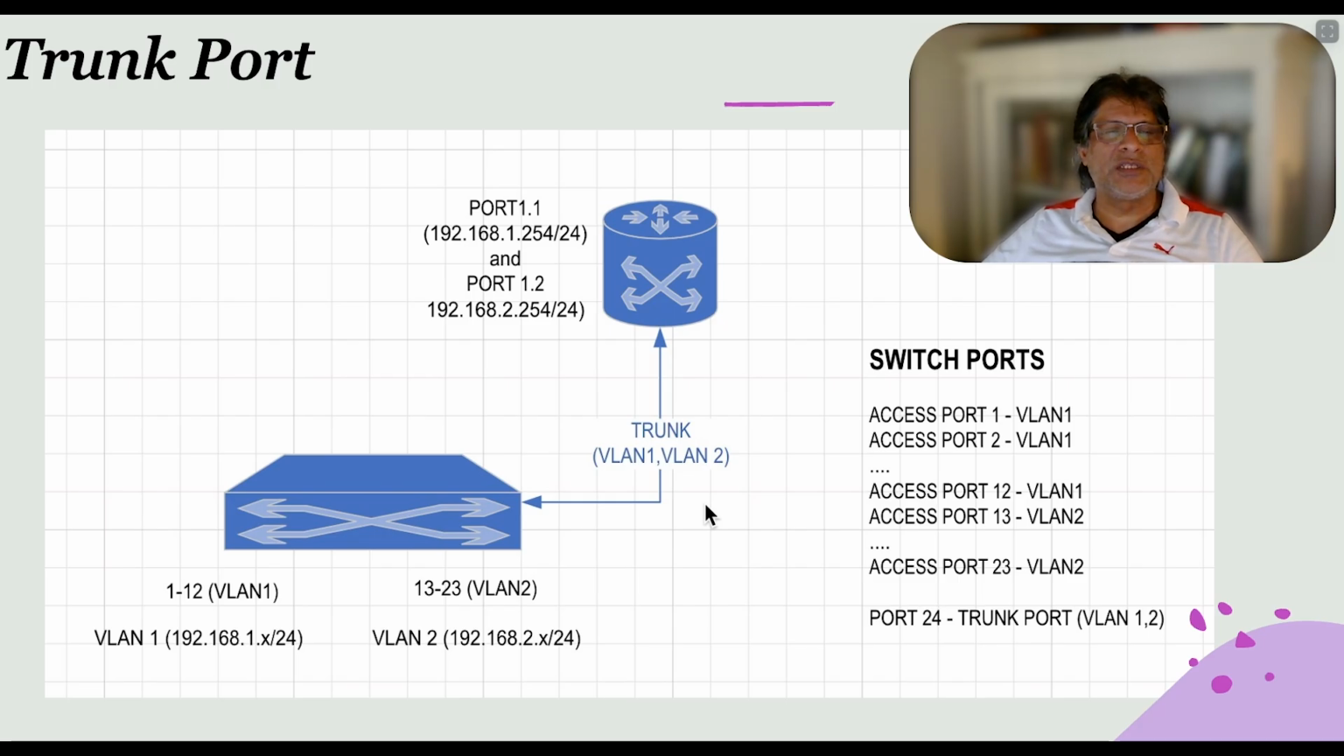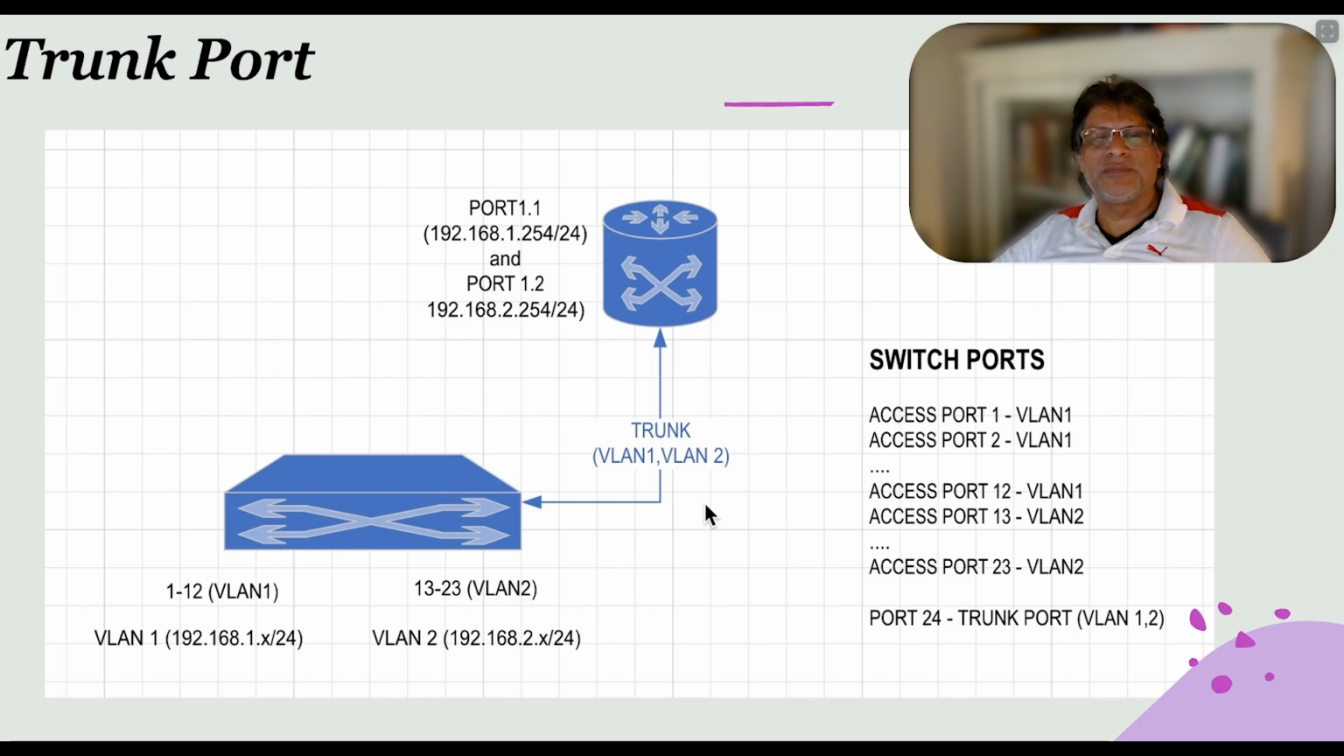So the way to do this is to create a trunk port. The idea behind the trunk port is to be able to transport information from multiple VLANs, right? So basically what happens when the packet leaves the switch? It will be tagged with the VLAN number, whether it belongs to VLAN 1 or VLAN 2. And then the router will understand where this packet is coming from and be able to route accordingly. So that's the idea of the trunk port, being able to send and exchange information from multiple VLANs.